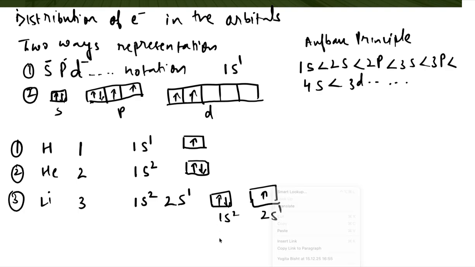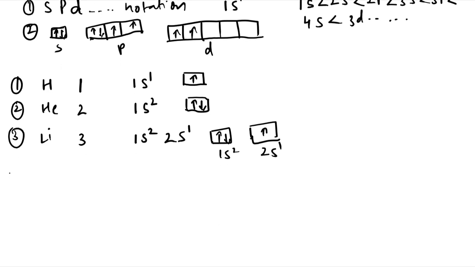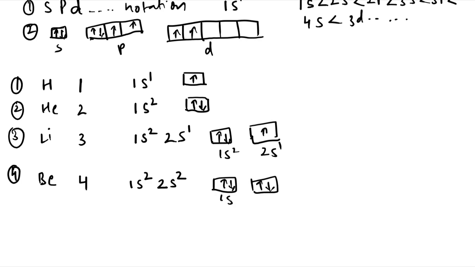Then the fourth one is beryllium, which has 4 electrons. So we are going to represent it as 1s2. The next electrons will come in 2s2. So the representation is like this: 1s2, 2s2.